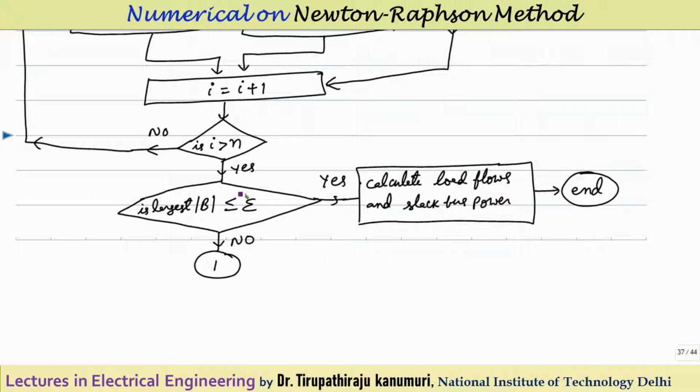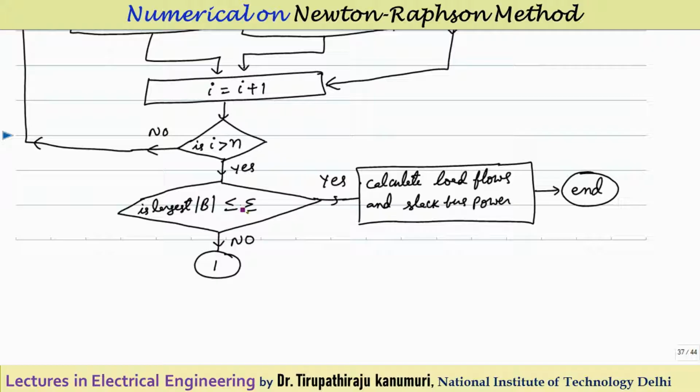Once all the buses are checked, let us assume all the buses are checked, then we check whether the largest value of matrix B is less than or equal to epsilon. Matrix B means the delta P and delta Q matrix. That means the actual value of the power minus the predicted value of the power, and similarly the actual value of the reactive power minus the predicted value of the reactive power.